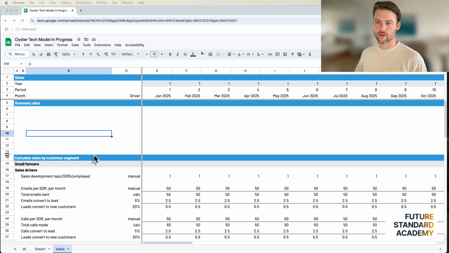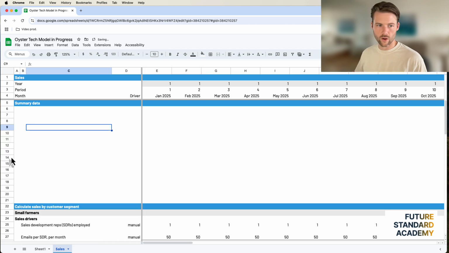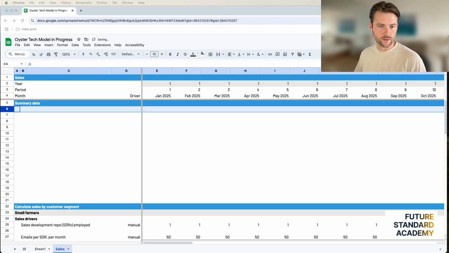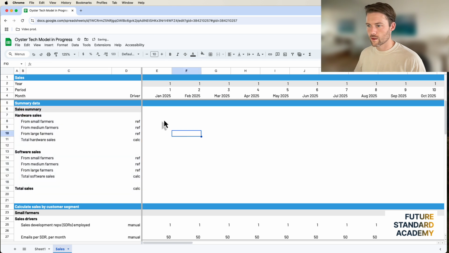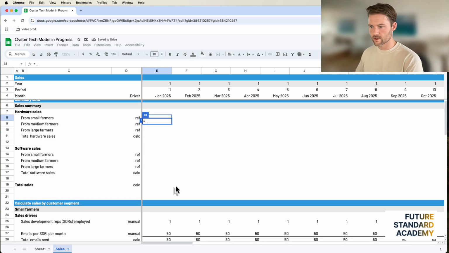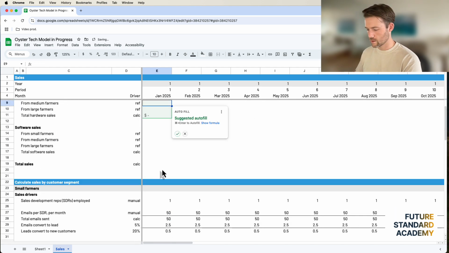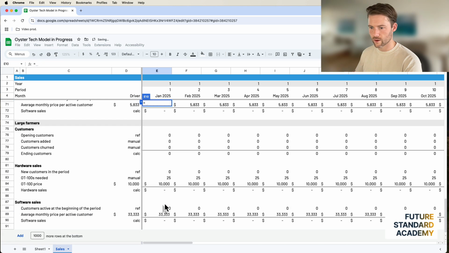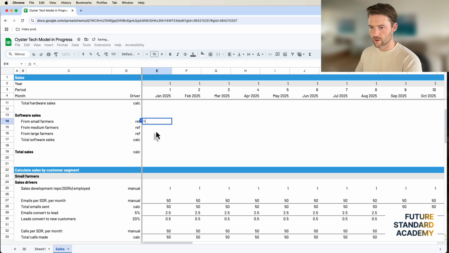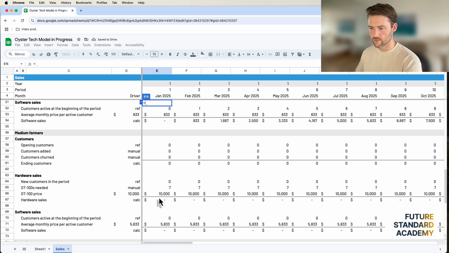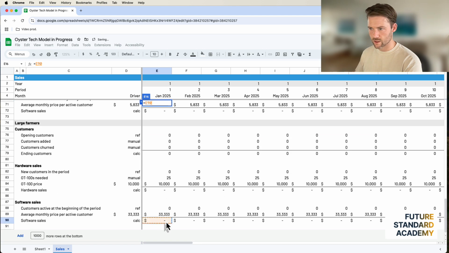And here we're going to put in the summary data. So I'm going to add a few rows. We're going to come in, sales summary. I'm going to copy it over. So maybe I'll just bring in the titles here. Let's bring this over. And so from small farmers hardware, that's the first thing here. Then from medium farmers hardware, from large farmers hardware, small farmers software, medium farmers software, where'd you go? There it is. Large farmers software. Okay.